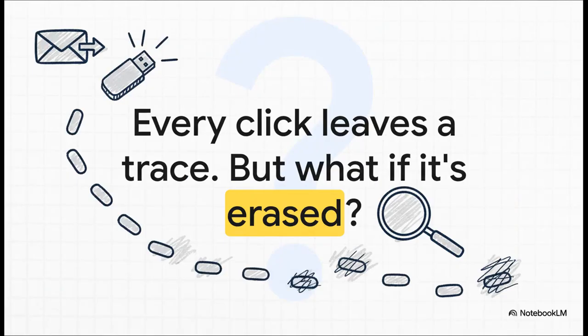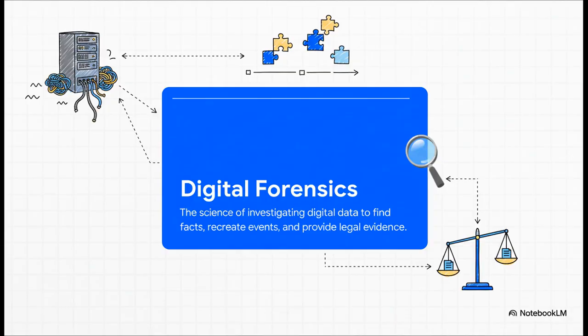You know, every single thing we do online, every email we send, every website we visit, even just plugging in a thumb drive, it all leaves a digital footprint. It's like a trail of breadcrumbs. But that leads to the really big question, the one at the heart of all this. What happens when someone deliberately tries to wipe that trail clean? And that's exactly where digital forensics steps in.